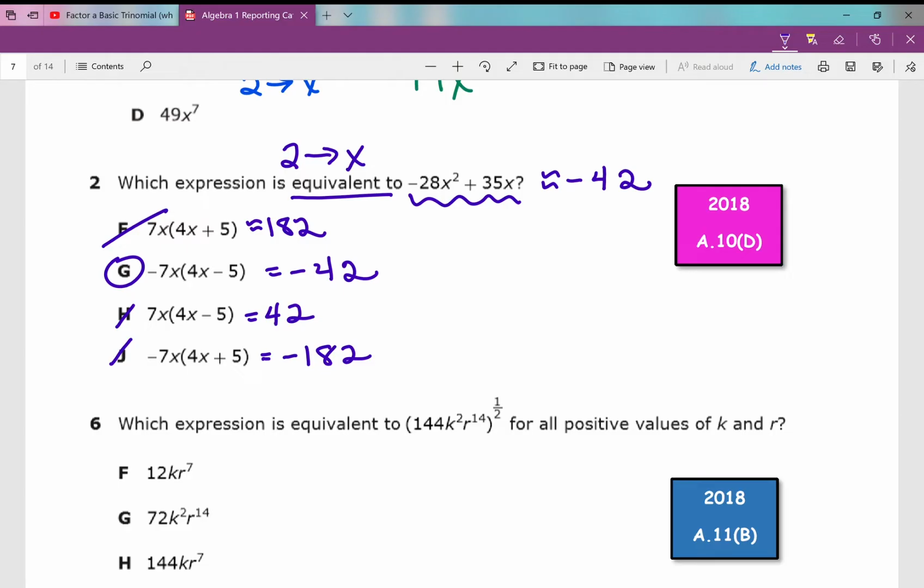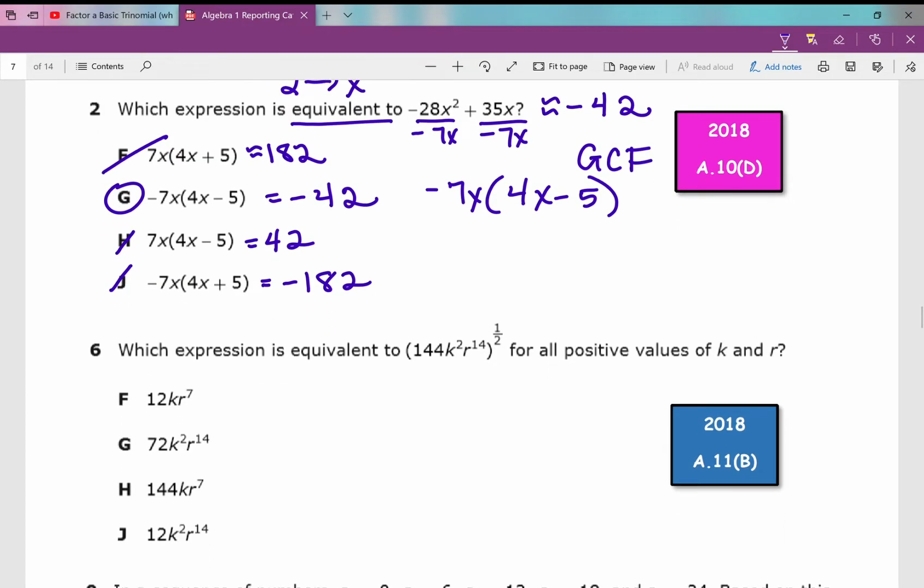Now, if you're looking to actually solve this algebraically, you're going to factor out a GCF, which happens to be negative 7x. Factoring out a GCF means I divide. I'm going to divide everything by negative 7x. Every term gets divided by negative 7x, and I'm left with 4x minus 5. So that's a factoring problem.